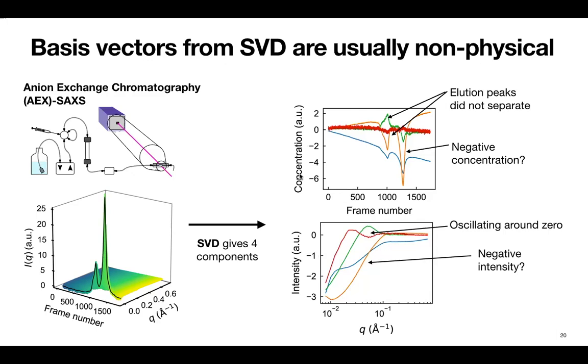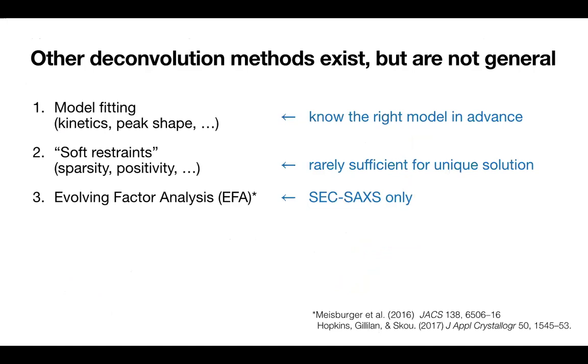Okay, so what do we do? It turns out that other deconvolution methods exist that can give you physical basis vectors, but they're not very general. One of them is model fitting. If you have a model for the kinetics and the rate constants, you can do a fit. If you know the peak shape in your chromatogram, you can fit that. You can also apply soft restraints, things like sparsity or positivity restraints on the basis vectors.